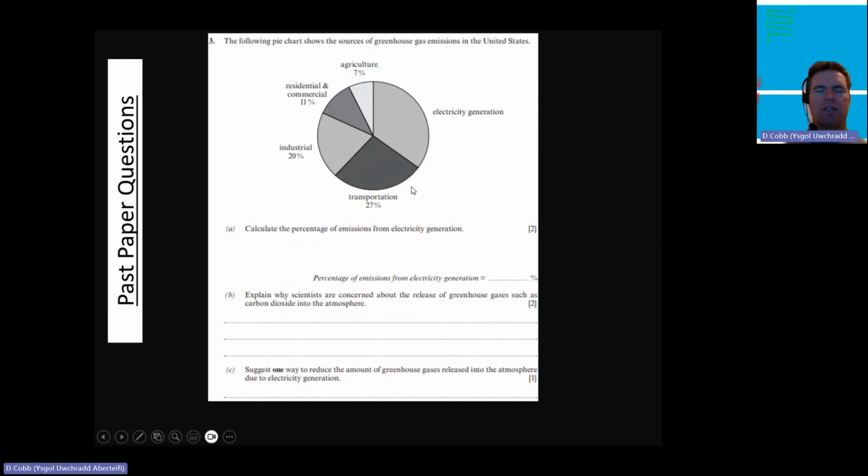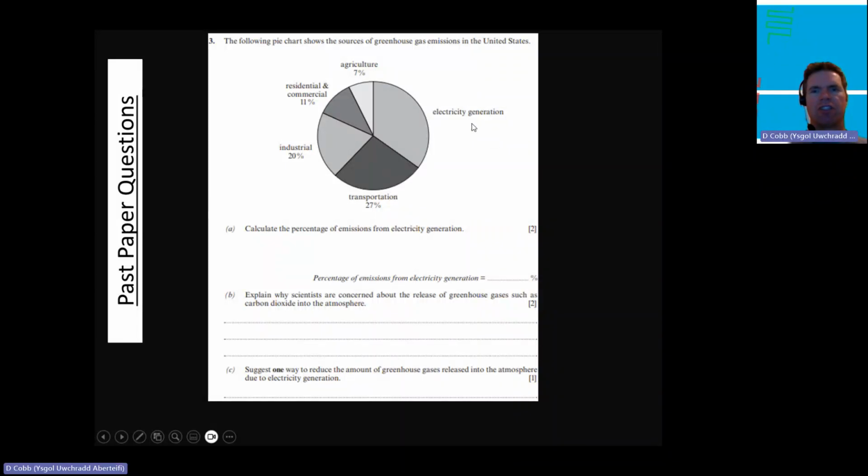So rather than me just looking at these numbers and words, I said, well, okay, if I combine what I'm seeing with what it says at the start, in the stem of the question, I can say that in the United States, transportation results in 27% of greenhouse gas emissions. And in the United States, agriculture results in 7% of greenhouse gas emissions. Okay. Now the question is, calculate the percentage of emissions from electricity generation.